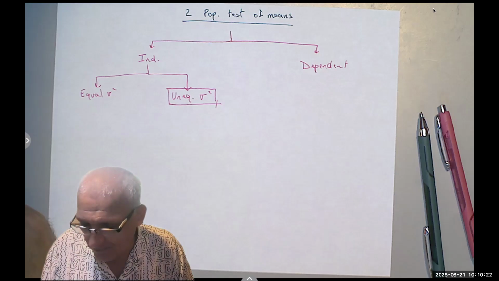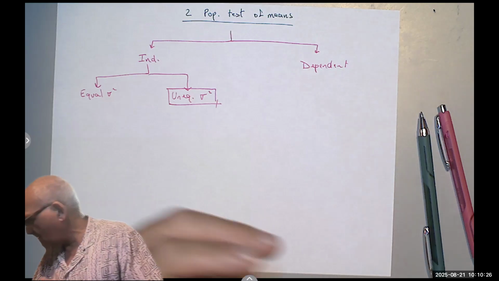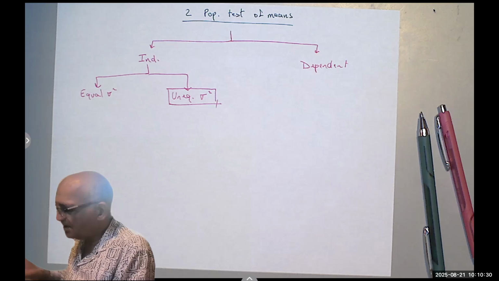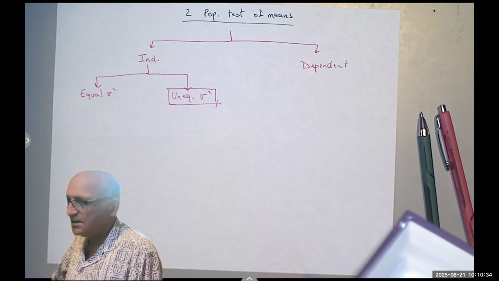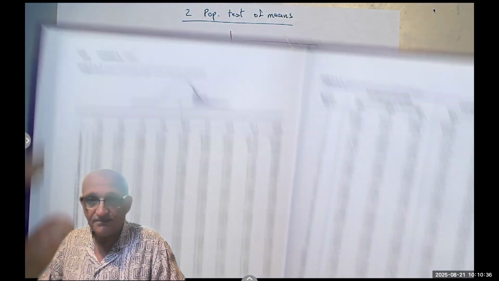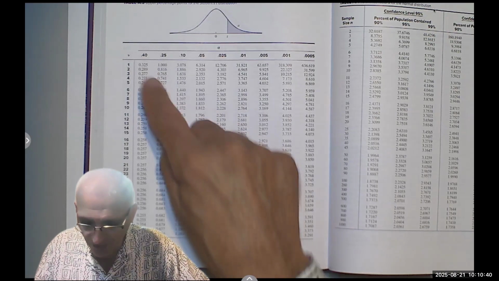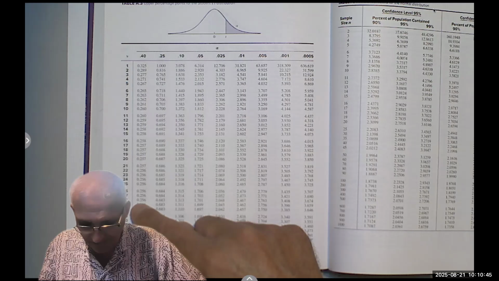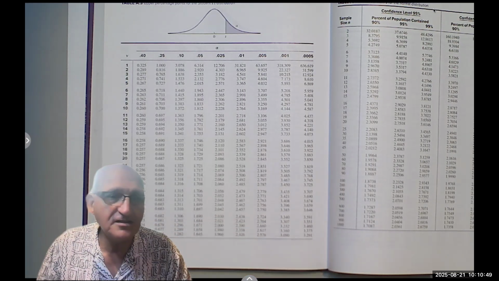If you open any statistics book, I don't know if we have the t here. It should be at the end. This is chi-square. This is Z. Yeah, here is the t. Look at the degrees of freedom. You start with 1, goes all the way to 30, and then jumps to 35, 40, 60, 120, infinity.